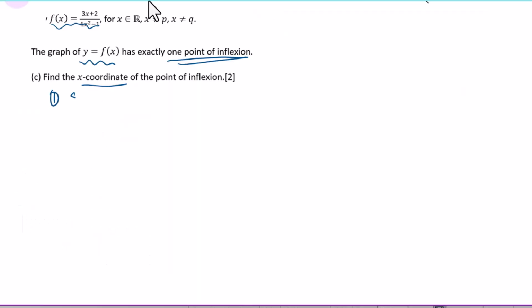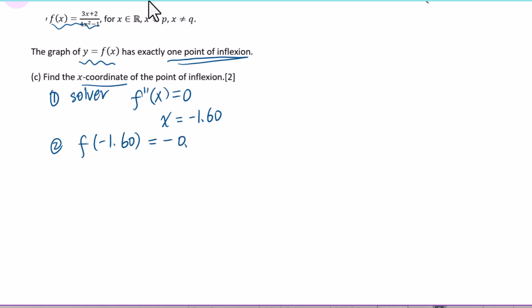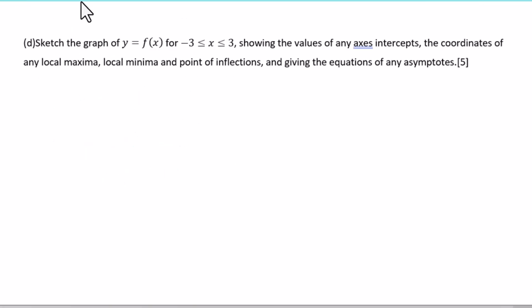First step, solve f double prime of x equals 0. X equals -1.60. Second step, f of -1.60 equals -0.303. So the coordinate of the point of inflection is -1.60, -0.303.